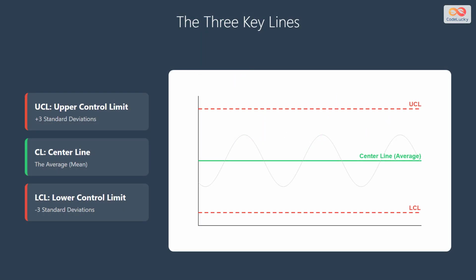Every control chart has three critical lines. First, the center line, usually green, represents the average or mean of the data. Above it is the upper control limit, or UCL. Below is the lower control limit, or LCL. These limits typically represent three standard deviations from the mean.